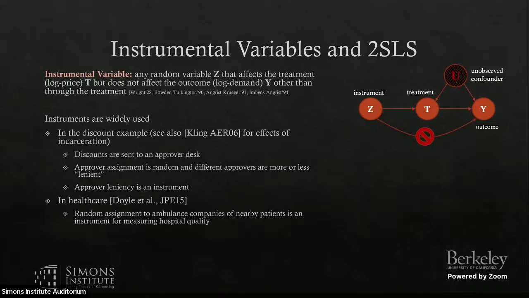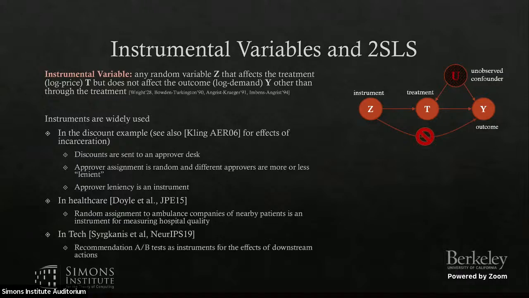Or in healthcare, people have used the assignment to ambulance companies as an instrument, because when you call 911 you're assigned to some ambulance company randomly, and different ambulance companies have some biases towards particular hospitals, and so you can use that as some randomization in the assignment as to which hospital you're going to go to, to understand the quality of care at different hospitals. And that's an example that has been used in empirical work.